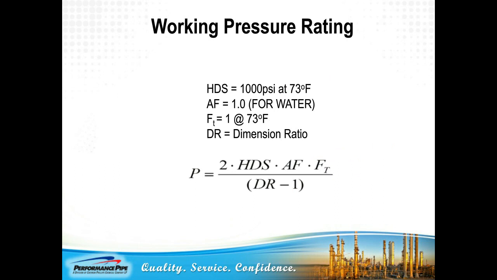Working pressure rating. The pressure rating, or design pressure, is defined by the equation 2 times the hydrostatic design stress divided by the DR minus 1. This is then multiplied by the service temperature design factor, F sub T, and the environmental application factor, A sub F. The hydrostatic design stress for PE4710 materials at 73 degrees Fahrenheit is 1,000 PSI.